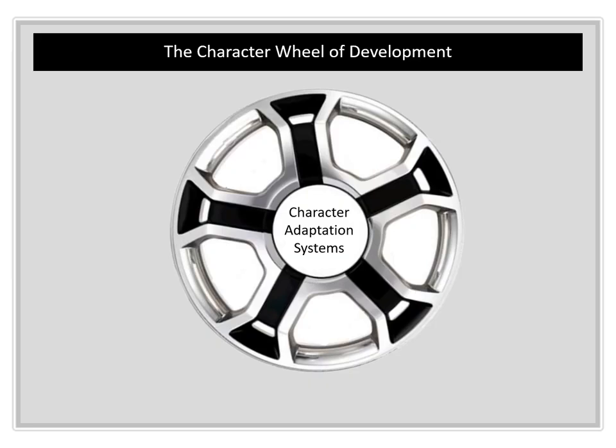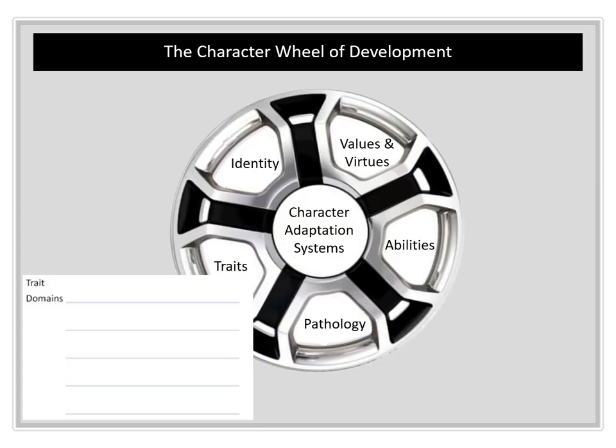Then we can move around the wheel to identify the different domains. First, we have the dispositional traits, then identity, then values and virtues, then abilities, and then pathology. With regards to traits, these are perhaps the best researched domain of personality. Psychologists have identified 5 broad trait clusters, referred to as the Big Five, that are largely present across cultures and generally remain consistent in adults after the age of 25.